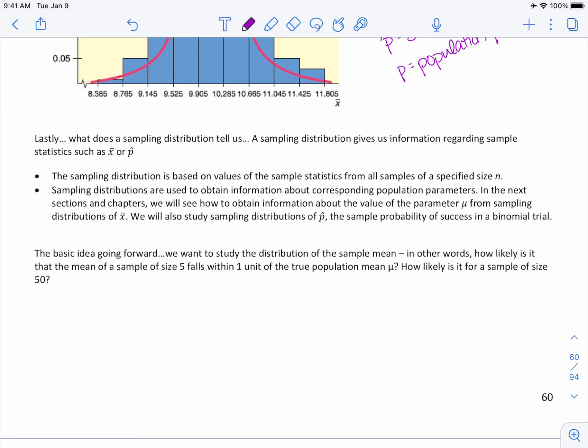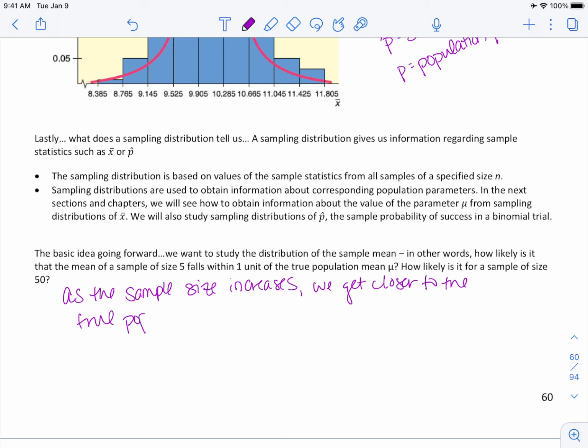So basically what happens is as the sample size increases, we get closer to the true population mean, mu. And that's the end of our notes for today.